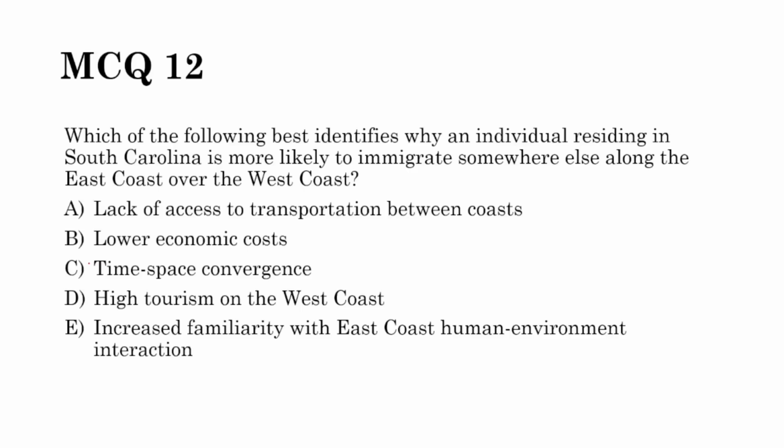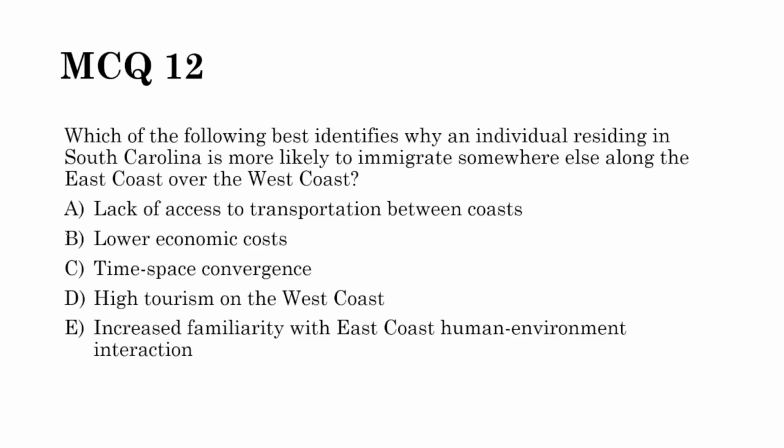So let's go through all these. A, lack of transportation between coasts. We have in the modern world so much transportation options. We have cars, air travel, bus travel. It's very accessible. B, lower economic costs. We're not given any data on the cost of living on the east or west coast. Living on a coast is expensive. We also don't know if they're living on the coast or just in a state with a coastline. Like South Carolina is on a coastline, but they could be living in the western part of South Carolina, not necessarily on the coast. And we don't know about where they're going to move to on the west coast as well. They could just be moving to California, but maybe not necessarily on the coast. They're not moving to Malibu, for instance.